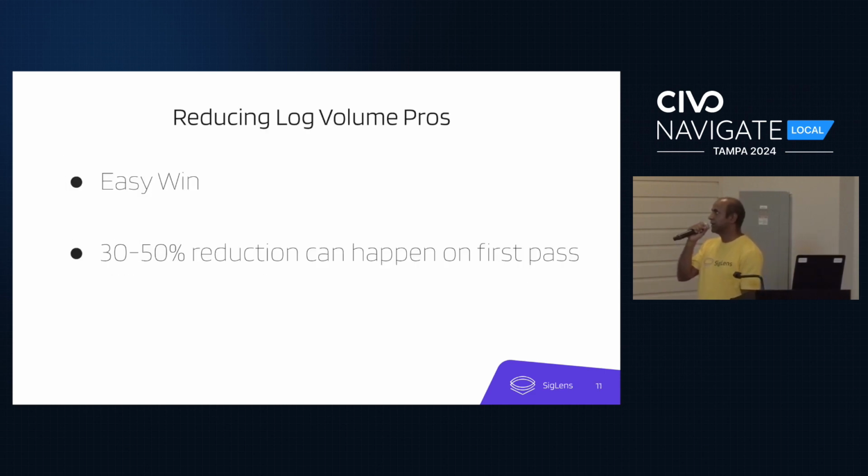So what are the pros of reducing this by using this approach? It's an easy win. This is the first thing that you could do. It can give you 30 to 50% reductions in your storage and querying infrastructure on your first pass, right? So this is an immediate benefit that you can see right away.